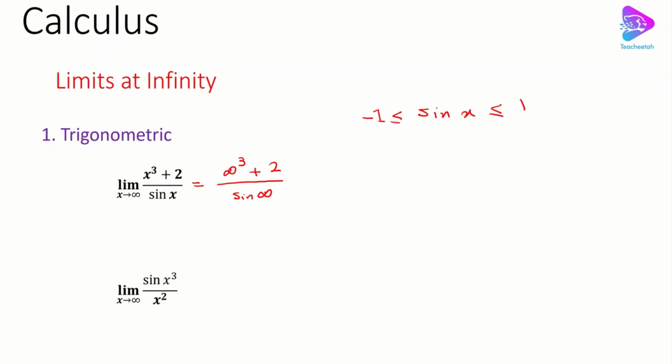It can be -1, or 1, or any number in that range, which means that on top of this function we have a huge number like infinity, but on the bottom we don't know what the answer is. So we don't know what sine of infinity is for this case, and it means that this limit doesn't exist. So we have to write DNE.